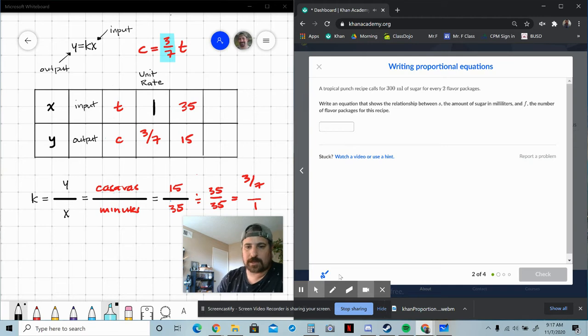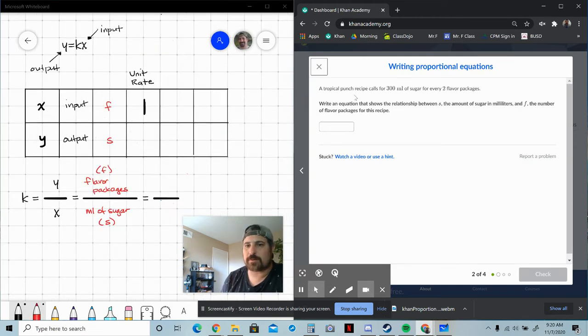So I'm going to reset everything. All right, so I'm back. A Tropical Punch recipe calls for 300 milliliters of sugar for every 2 flavor packages. Write an equation that shows the relationship between S, the amount of sugar in milliliters, and F, the number of flavor packages in this recipe.